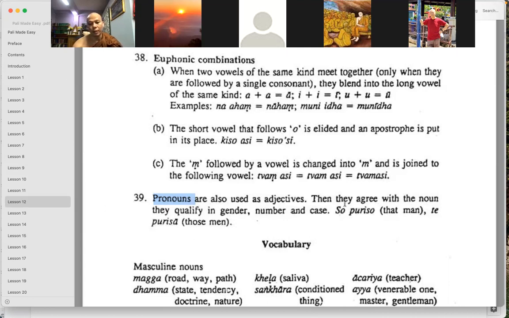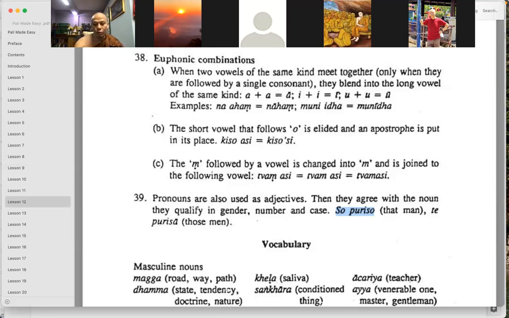Here you see, if we see so alone, that means he. But puriso means a man. When you see them together, so followed by another noun, so puriso, so Buddho, or so muni, the function of so is as a modifier or adjective, a pronominal adjective, the same as a determiner adjective: that man, or the man. So Buddho means the Buddha, or that Buddha. Only that information.